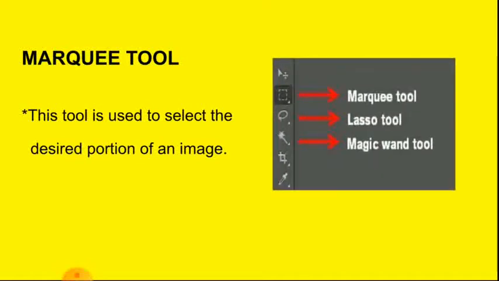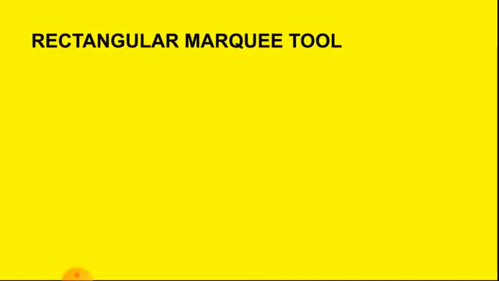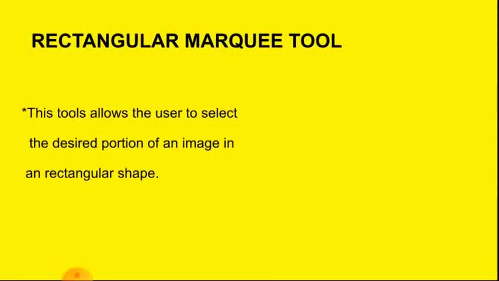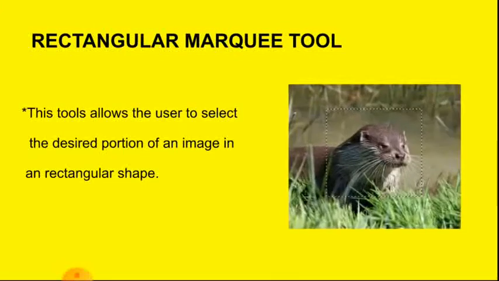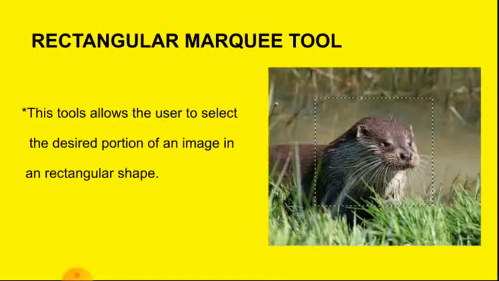First we are going to learn about marquee tool. This tool is used to select the desired portion of an image. Can you see the dotted triangle? That is marquee tool. Rectangular marquee tool. This tool allows the user to select the desired portion of an image in a rectangular shape. Can you see the dotted triangle? The face is highlighted with a dotted triangle.